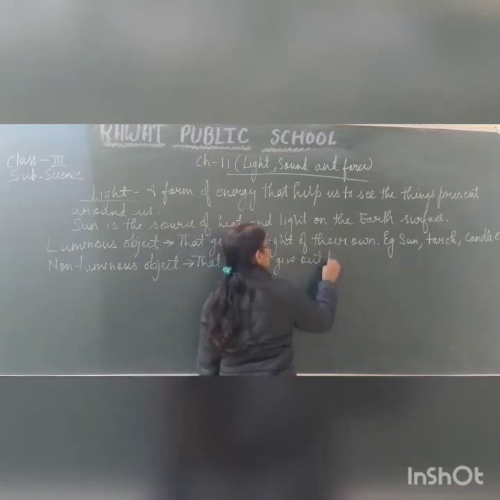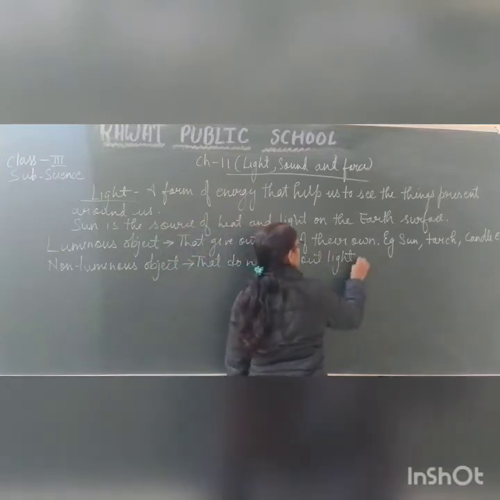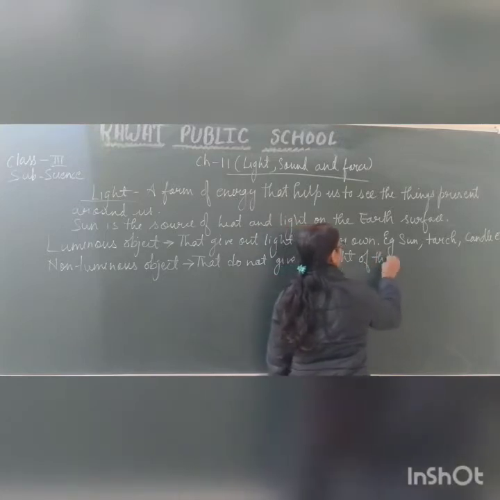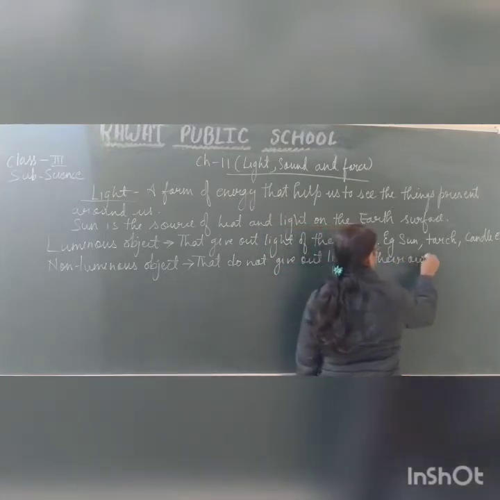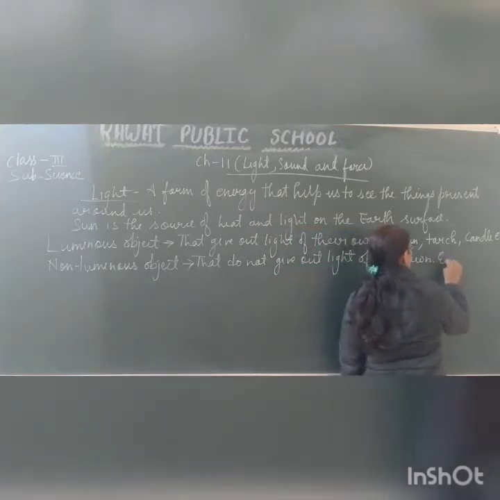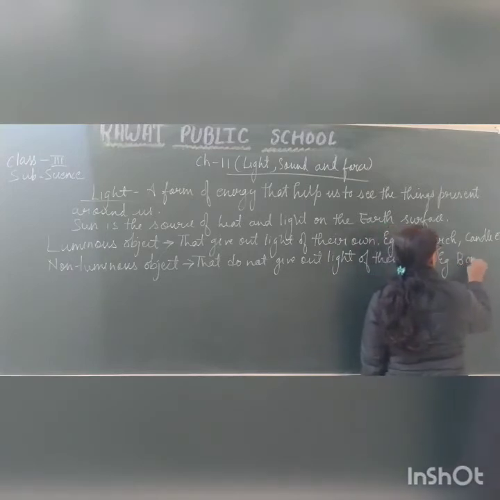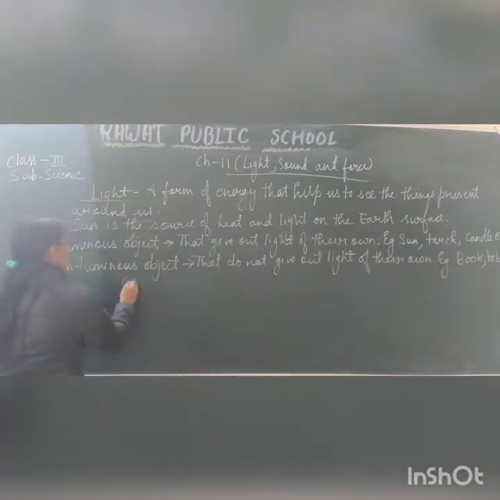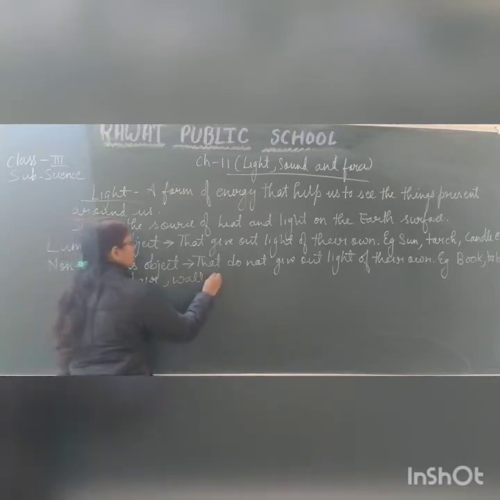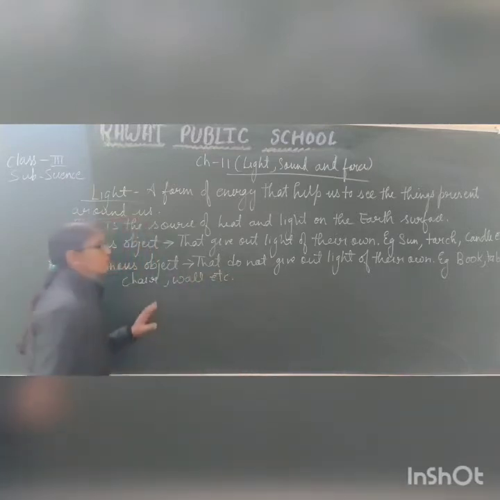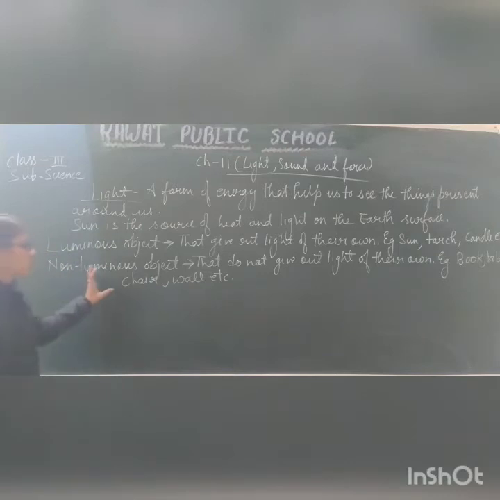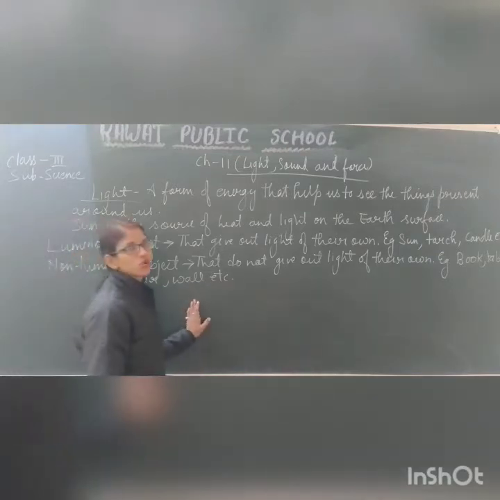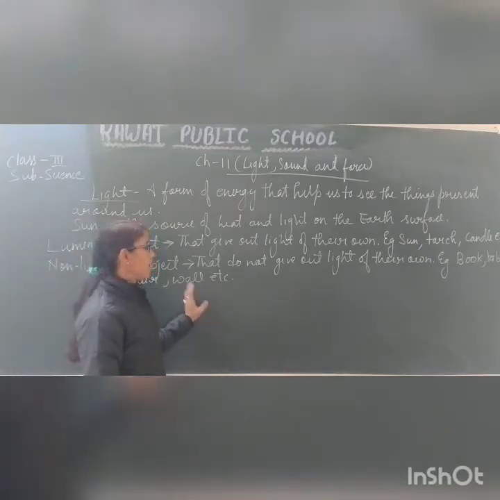Whereas non-luminous objects are the objects that do not give out light of their own. Examples: book, table, chair, wall, etc. These are the examples of non-luminous objects that do not give out light of their own.